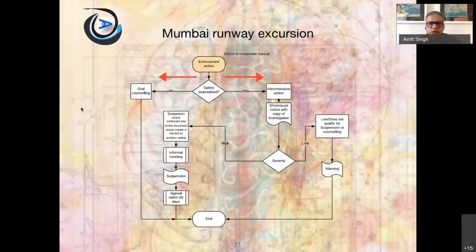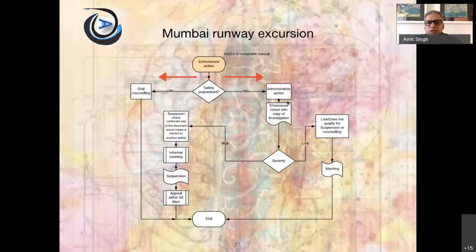Coming back to the runway excursions, taking for example, this is again one of the regulator's own enforcement manual. The regulator's enforcement manual says if safety is jeopardized, so no. If it is no, then oral counseling. But if it is yes, you move right to administrative action. But first, you need to do an investigation and cause and effect. But of course, here they move to administrative action.